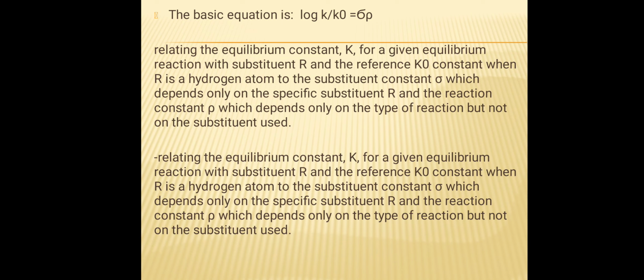The Hammett equation relates the equilibrium constant K for a given equilibrium reaction with the substituent R and the reference constant K0, when R is the hydrogen atom, to the substituent constant sigma, which depends only on the specific substituent R, and the reaction constant rho, which depends only on the type of reaction but not on the substituent used in the reaction.